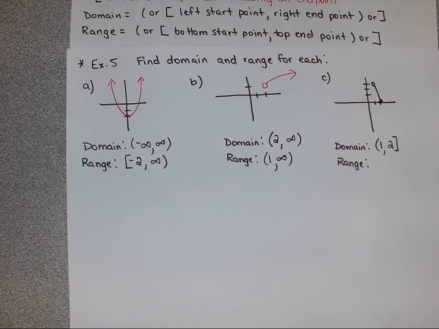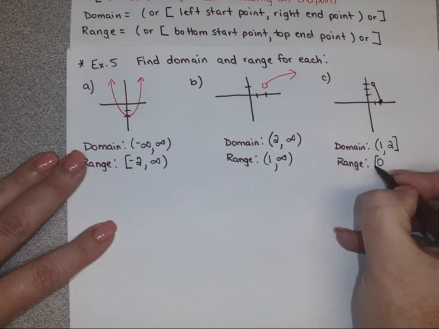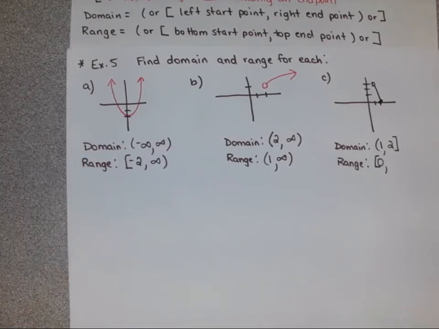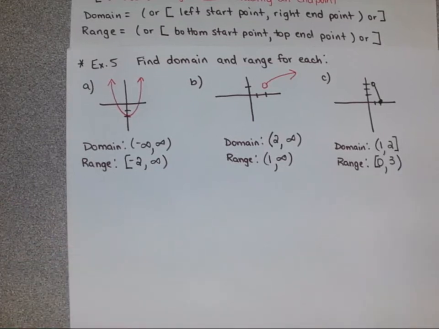So then last but not least, now I'm looking at the range. So for range, I look bottom to top. What's the lowest y value that I have represented? 0, and it's solid, so what does that mean? Bracket. And then I go up to what highest point? 3. Y value of 3, and I use a parentheses because of what kind of circle? Open circle.